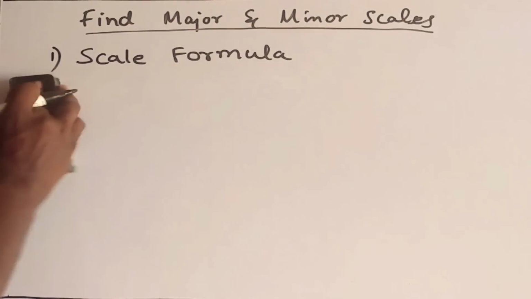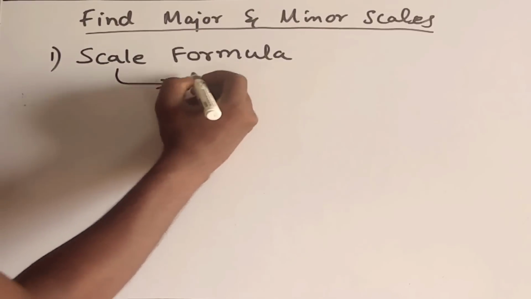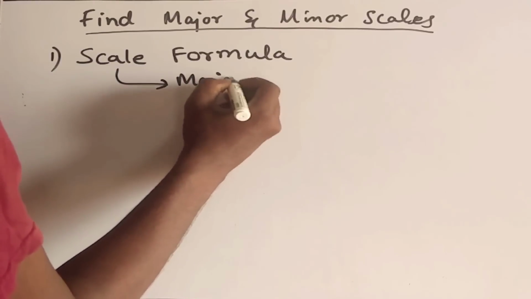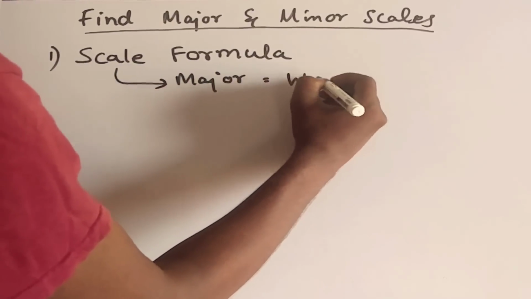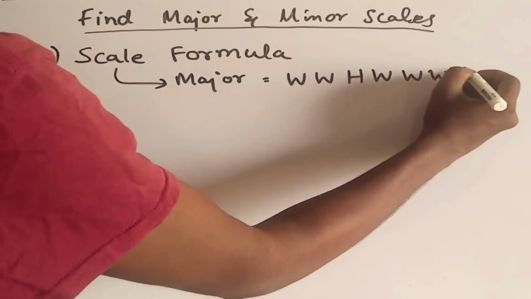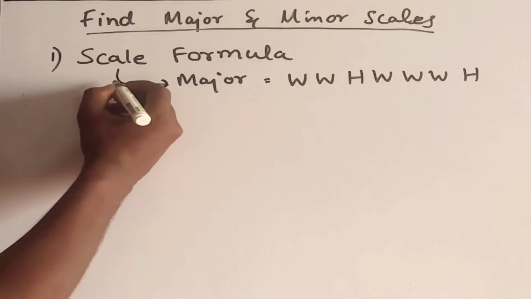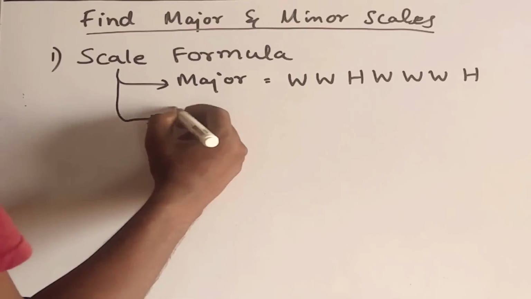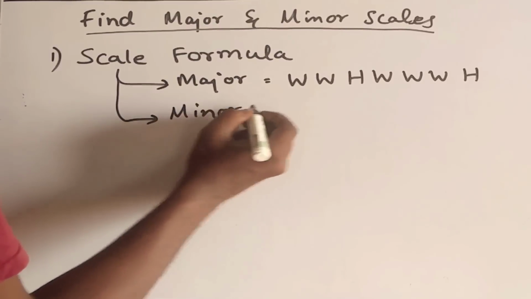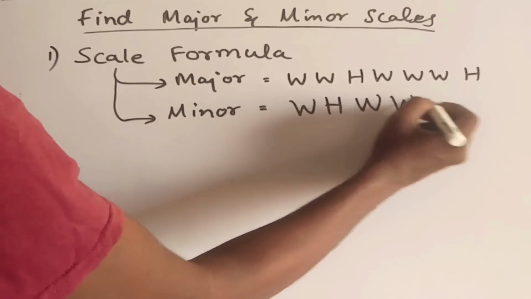Now let's learn the first way of finding the scale, which is the scale formula. To find the major scale, there is a formula which is WWH, WWWH, where W is a whole step and H is a half step. Now to find the minor scale, the formula is WH, WWH, WW.